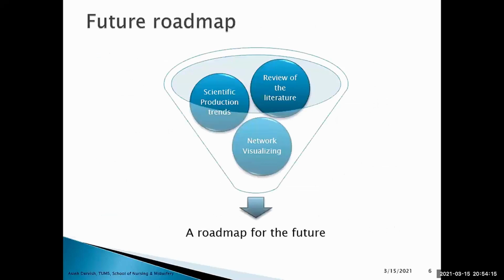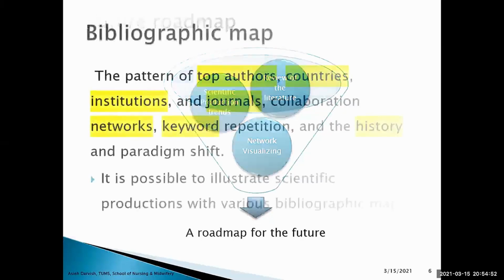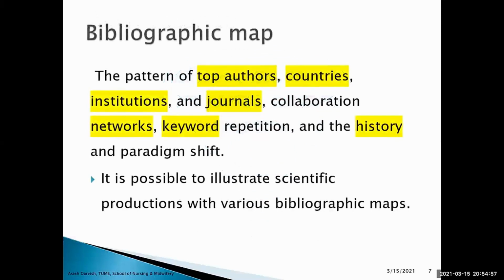For having a roadmap for the future, reviewing the literature, reviewing the scientific productions and their trends, and visualizing networks, especially networks between authors, journals and countries, and co-occurrence of keywords, can help us. So in this presentation, I want to tell you my experience about bibliometric analysis, how it can help you design the pattern of top authors, top countries, top institutions, top journals, and collaboration networks, and also the repeated keywords, the history of that subject, and the paradigm shift.